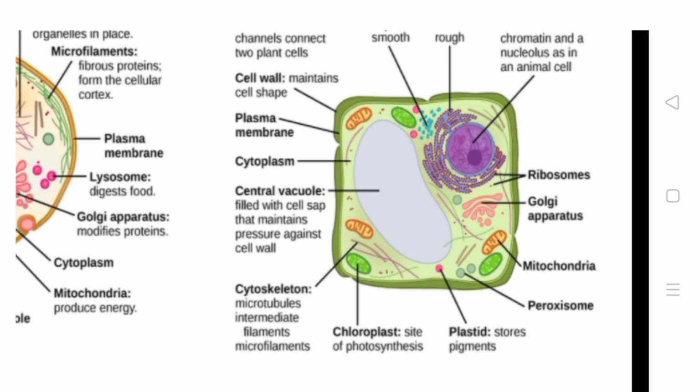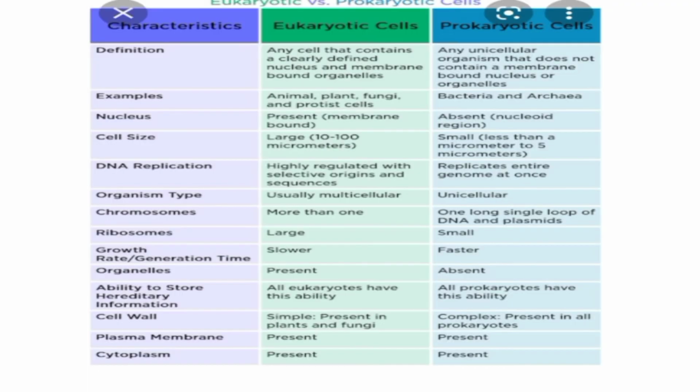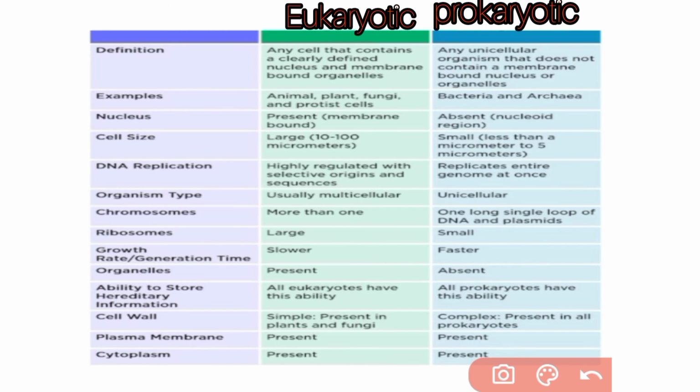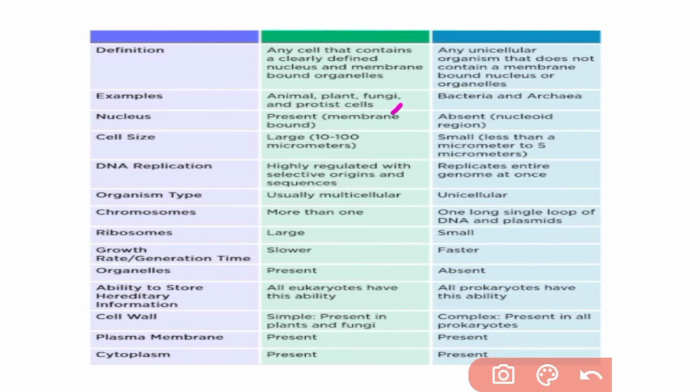Next, coming to the next slide. Now I will discuss the difference between eukaryotic cells and prokaryotic cells. Definition first of all. What are eukaryotic cells? Any cells that contain a clearly defined nucleus and membrane-bound organelles. And prokaryotic cells are any unicellular organism that does not contain a membrane-bound nucleus or organelles. Examples of eukaryotic cells: animal, plant, fungi, and protist cells. And prokaryotic cell examples are bacteria and archaea.